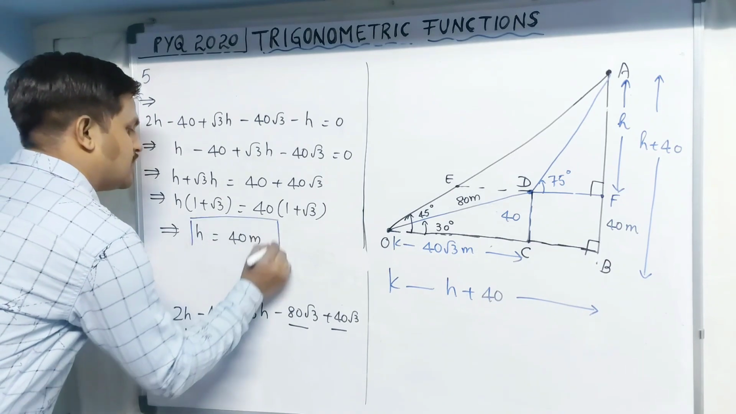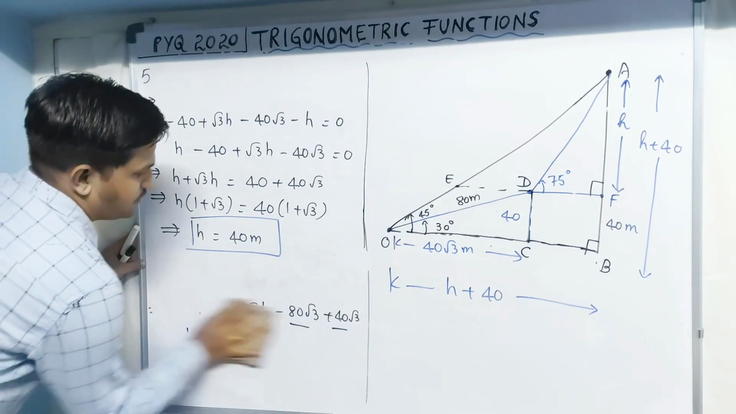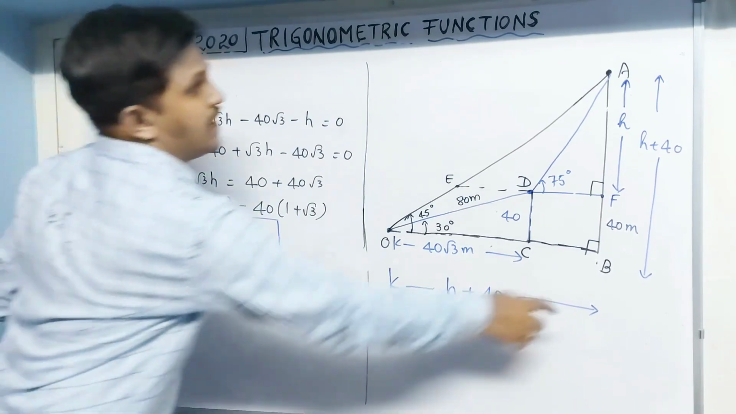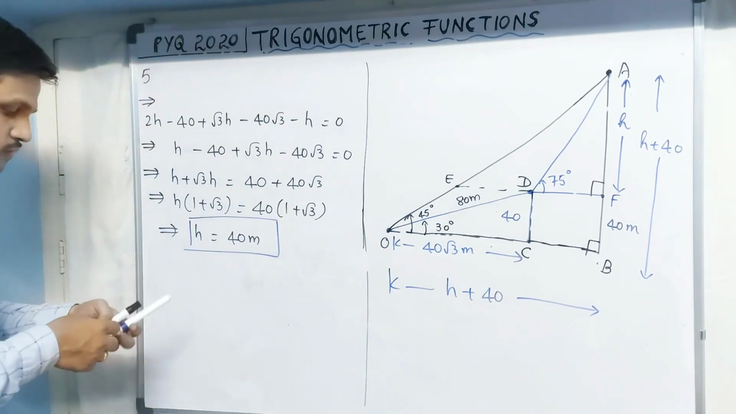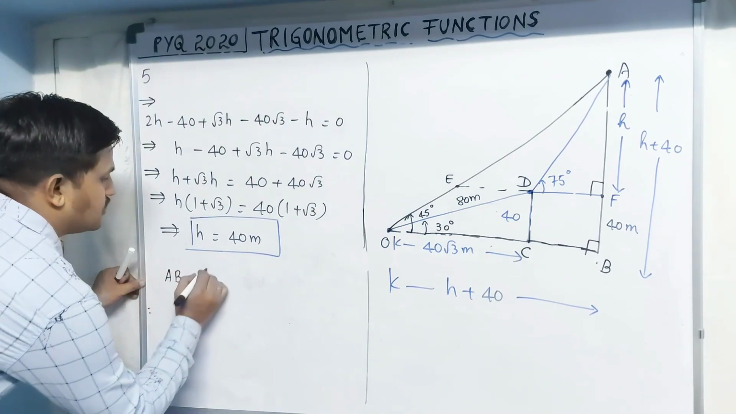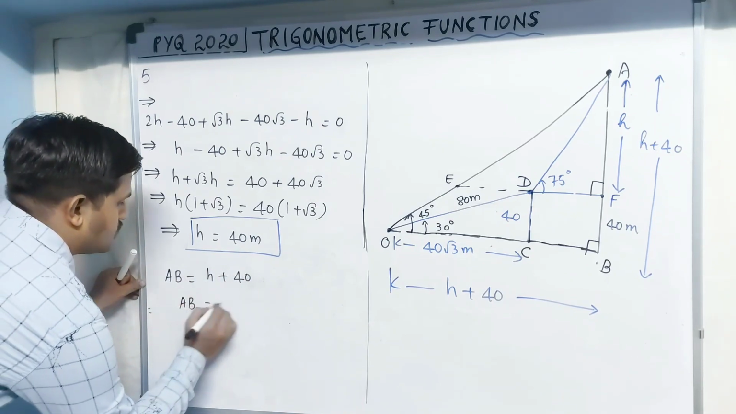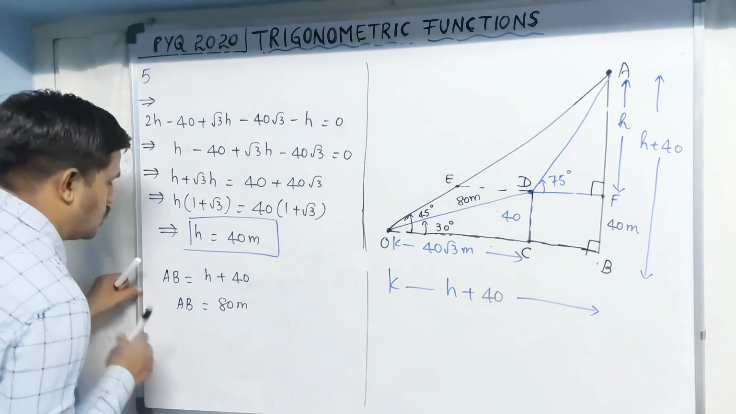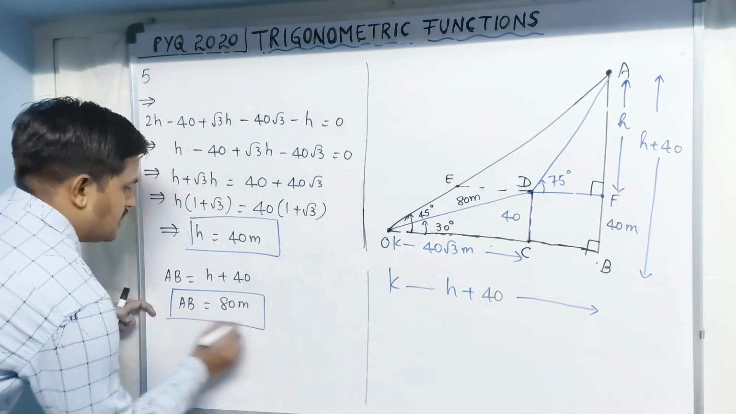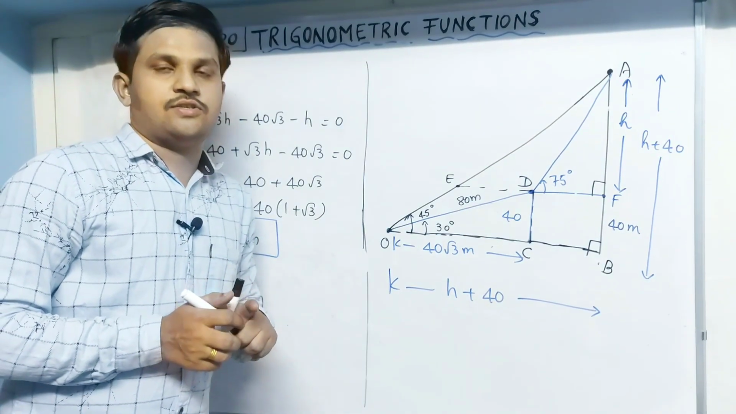Now we know what is the top of the hill. So what is the top of the hill? That is 40 plus 40, which is 80 meters, because look at what is the length AB. We are supposed to find out the length AB, which is the top of the hill. So that is given as h plus 40. So therefore AB is equal to 80 meters. So look at the options, which is the right one. So this is quite a very good question from the concept of heights and distances. Thank you.